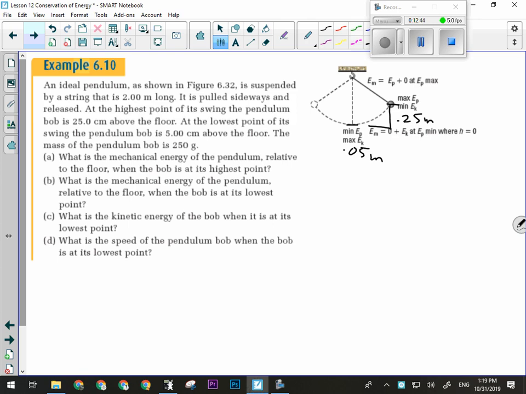The mass of the pendulum bob is 250 grams. Incidentally, that's the thing that's at the bottom of the pendulum. The mass at the bottom of the pendulum is called the bob. I don't know why. That's what it's called.